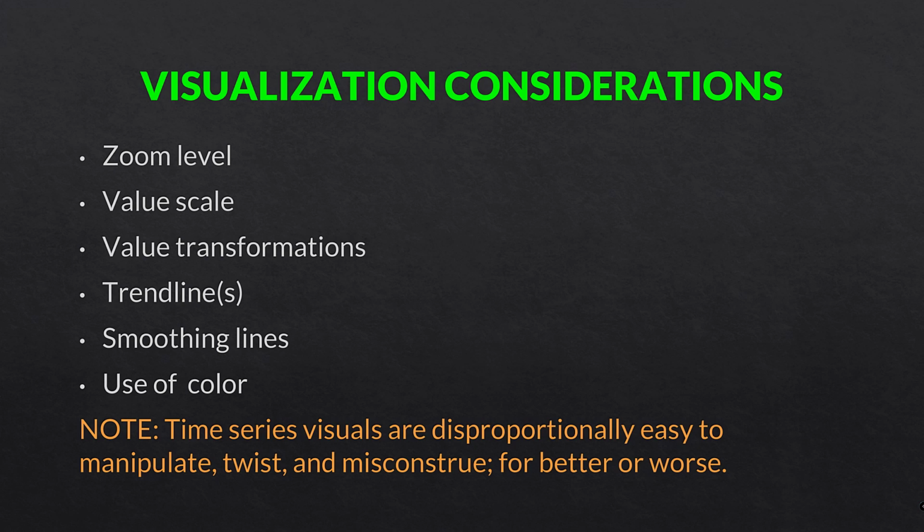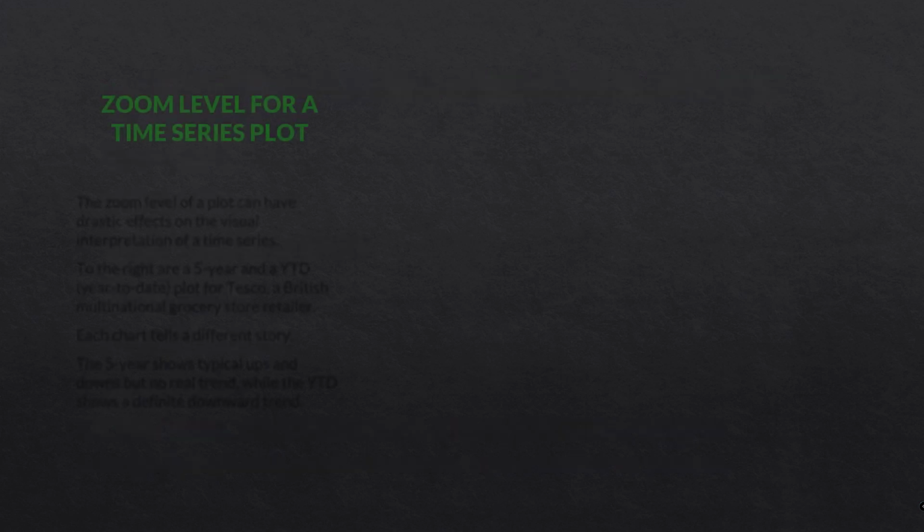The zoom level can be manipulated, the value scale can be manipulated, the values can be transformed in a certain way to make it look how the user wants you to see it. Trend lines and smoothing lines in conjunction with zoom level can misconstrue data, and use of color can make it hard to read. These are not all the considerations to keep in mind, but these are the basic considerations. Now let's look at several examples of these.